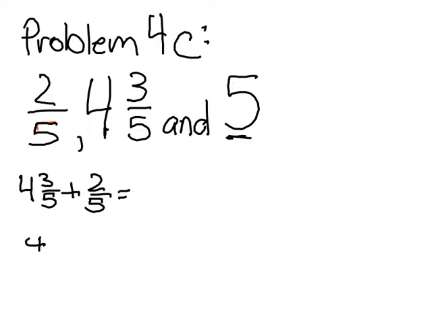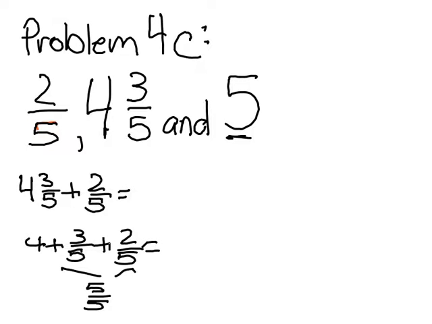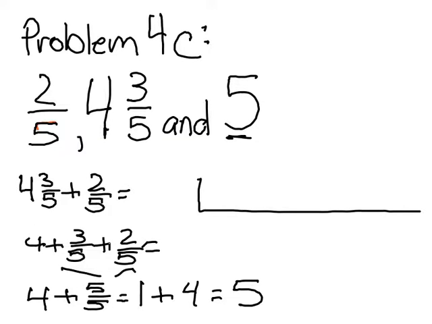We got 4 here, but plus 3/5 plus 2/5. This would equal right here, this equals 5/5, which equals 1, plus the 4 from over here equals 5. So we know that that's one relationship. And we can show the relationship in subtraction. If I draw out my 5 here, 1, 2, 3, 4, and 5.